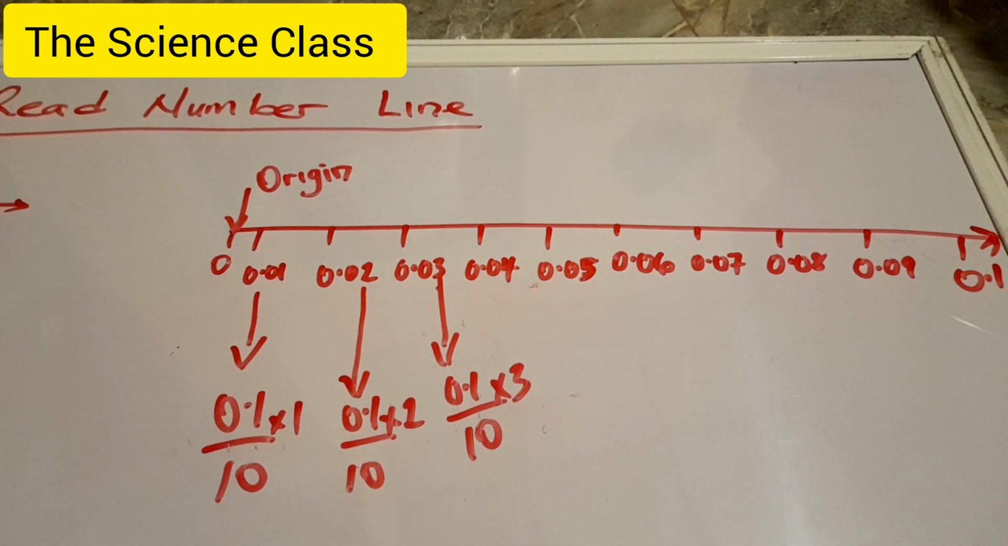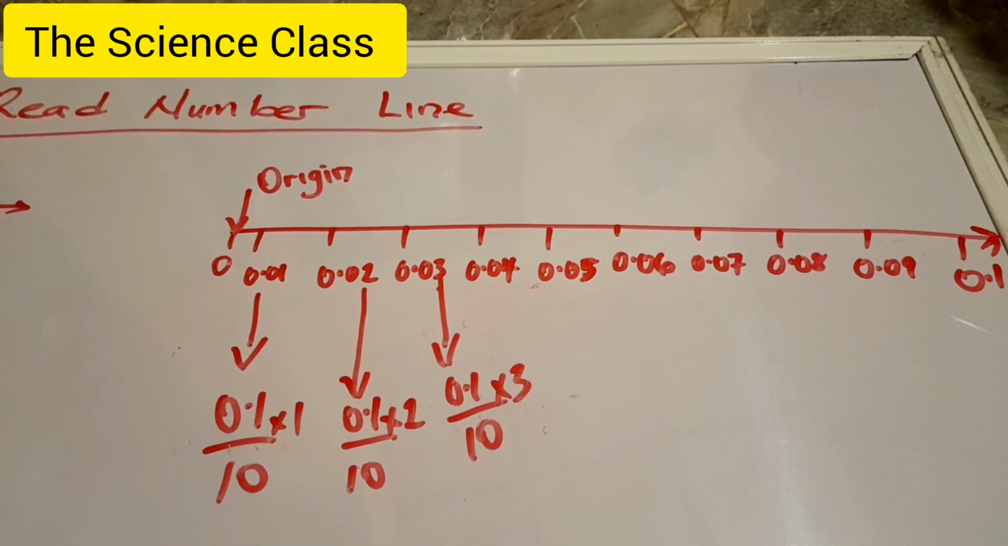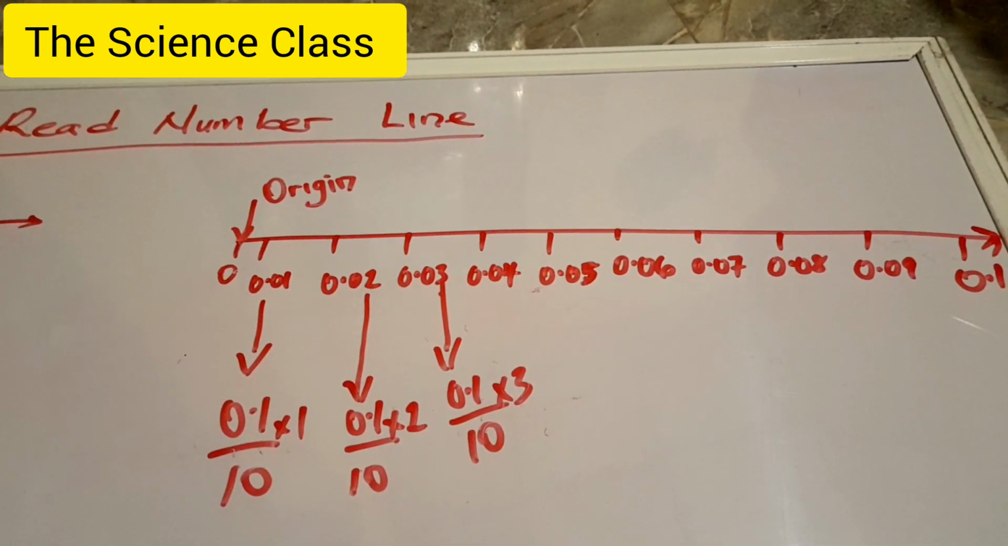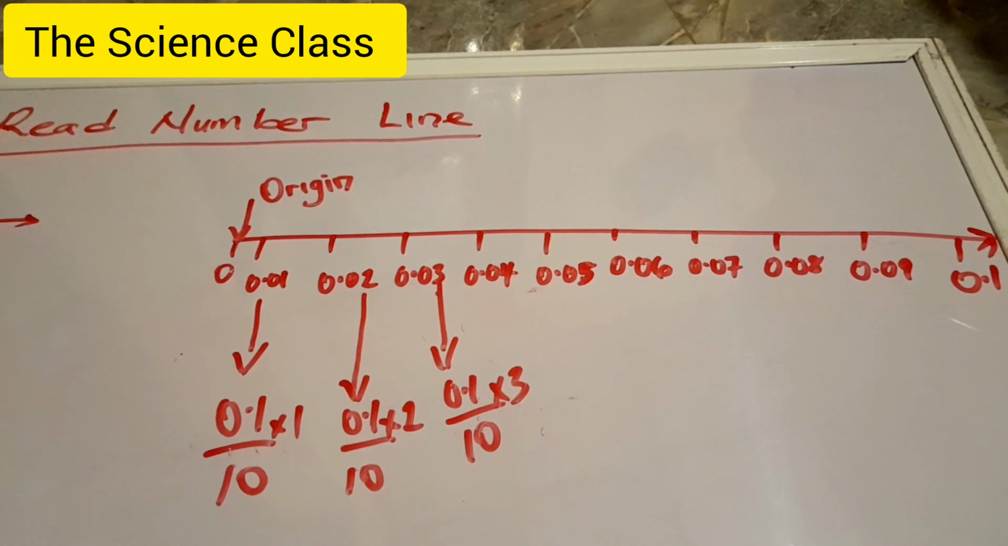So the knowledge of number line can help us to solve fractions. For example, if you are told to arrange some set of fractions in ascending or descending order, by the time you convert those fractions to decimals, you can easily place them on a number line and arrange them in ascending or descending order.